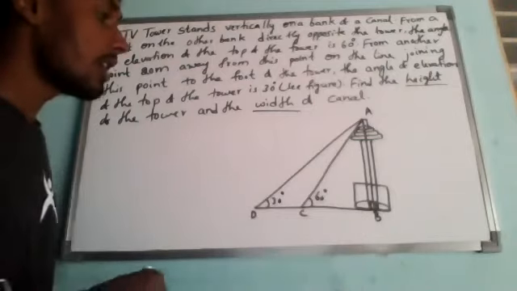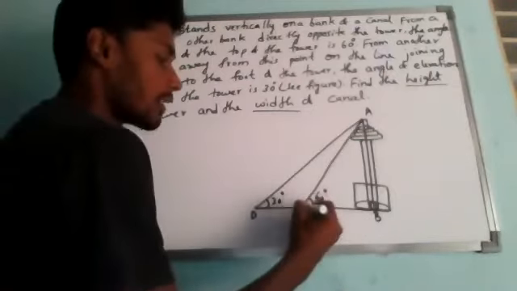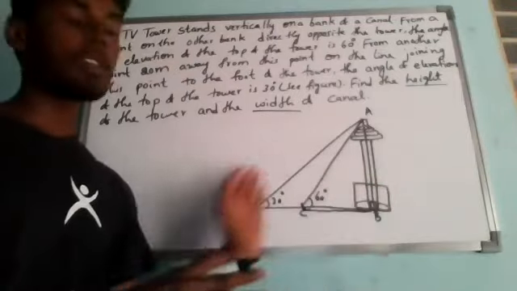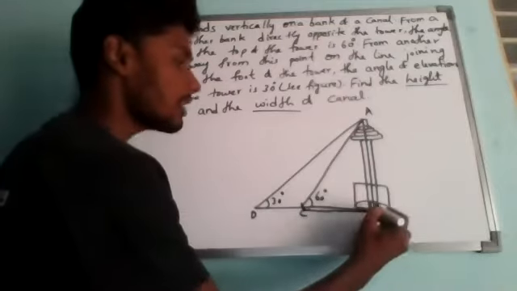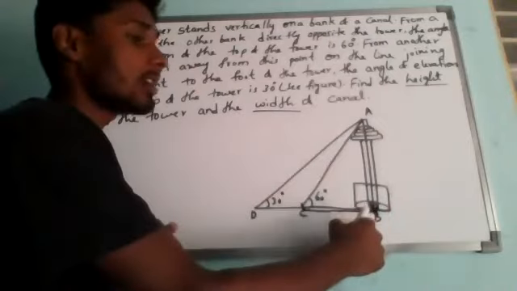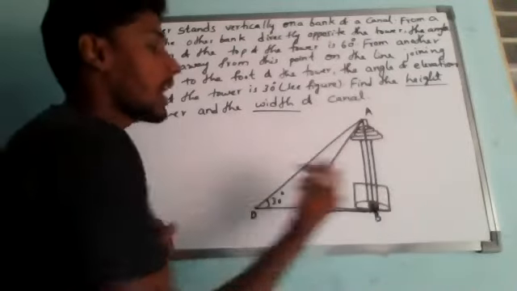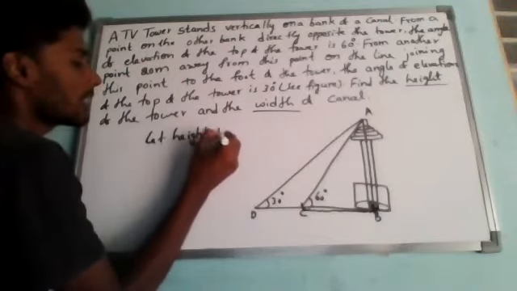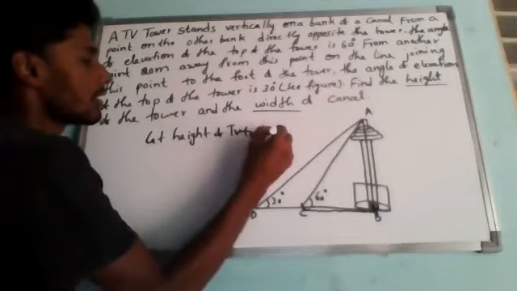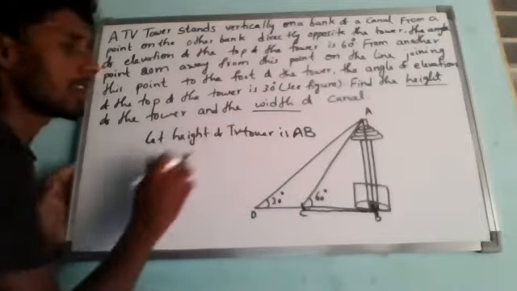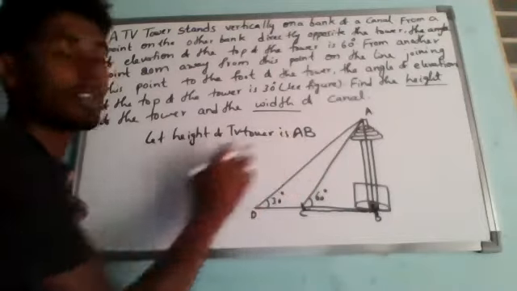If you observe the figure, you will see that we have a canal. Understand? And a canal, we know, has two banks. One is on the right side, another on the left side. So let me imagine that on one side a tower is present, some TV tower. Let me imagine the height of the TV tower is AB.